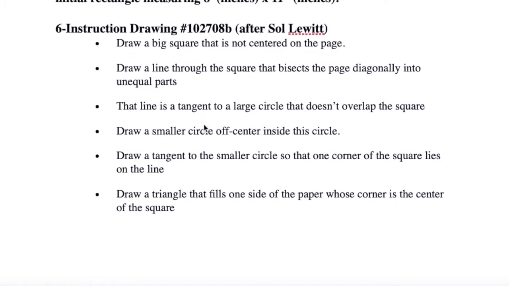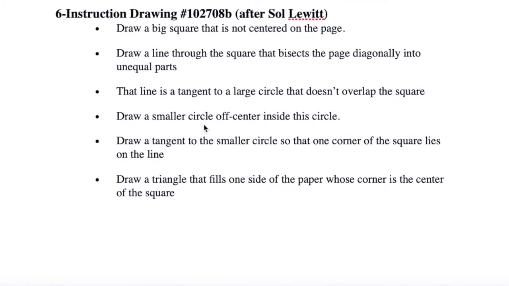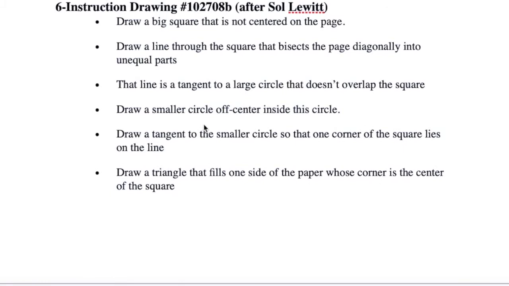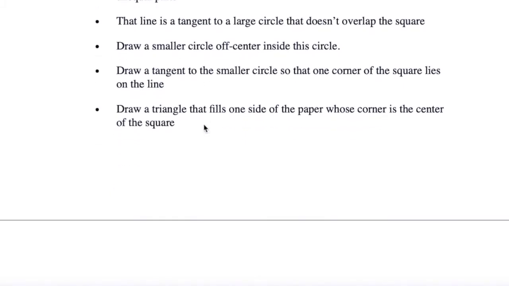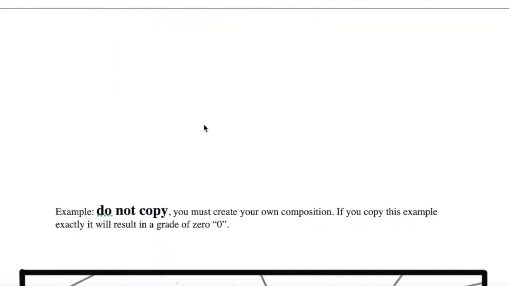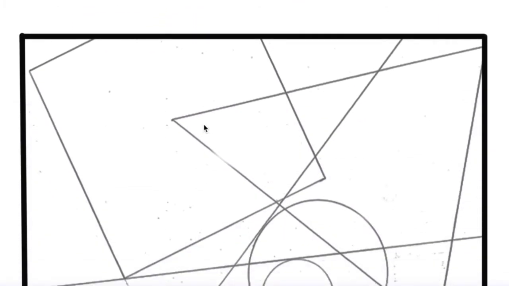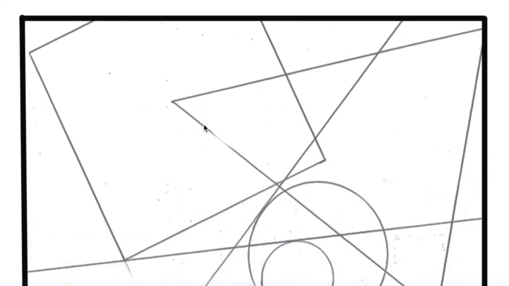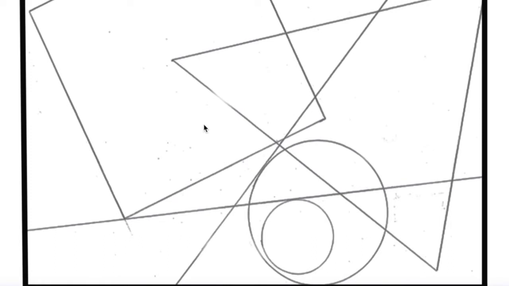Draw a smaller circle off-center inside this circle. Draw a tangent to the smaller circle so that one corner of the square lies on the line. Draw a triangle that fills one side of the paper whose corner is the center of the square. So it should fill one side of the paper. It should be on one side. Now, here is an example. Do not copy this. You can see what it looks like.